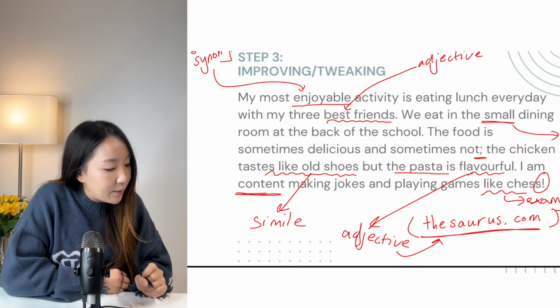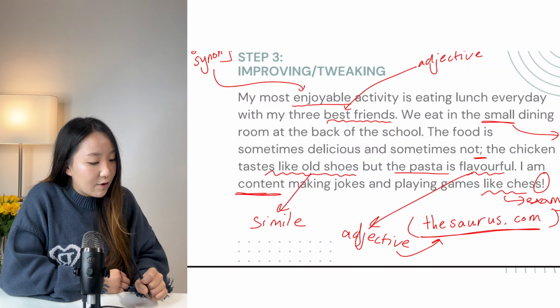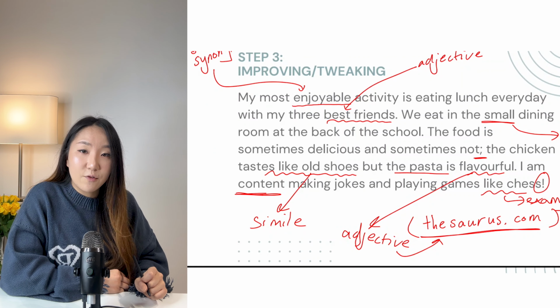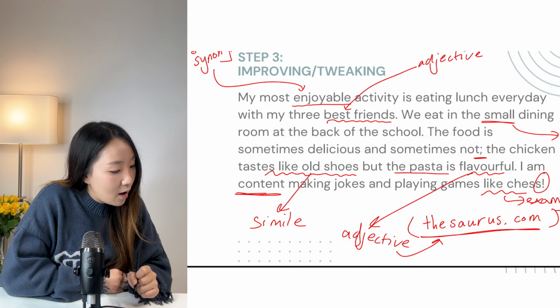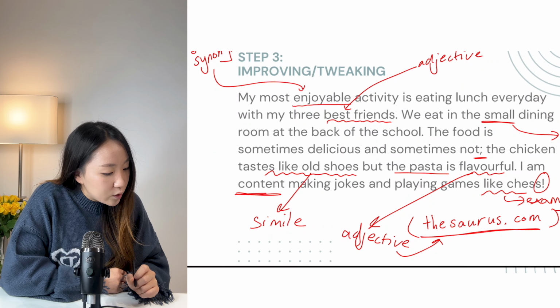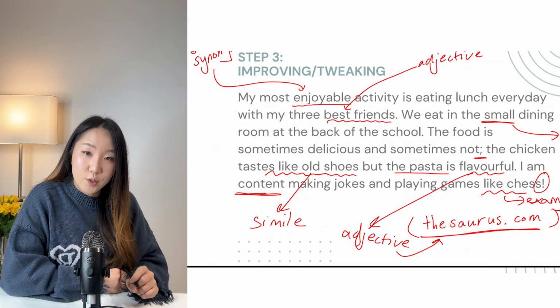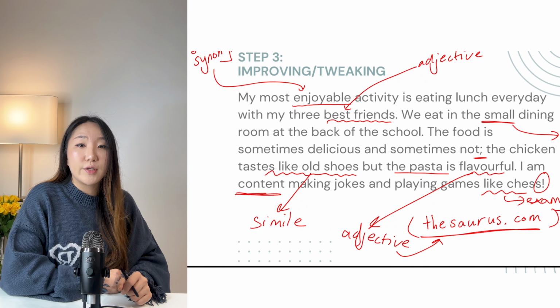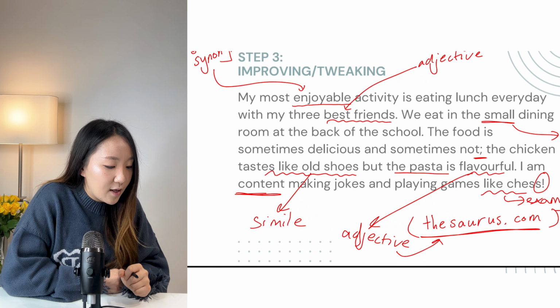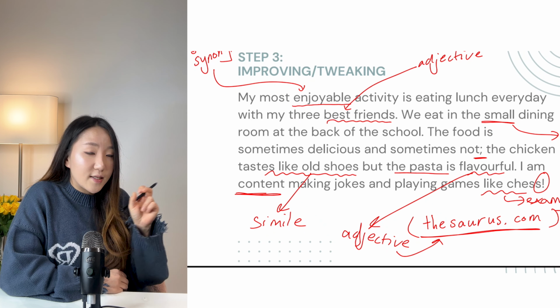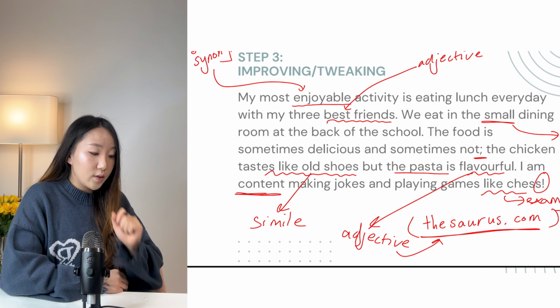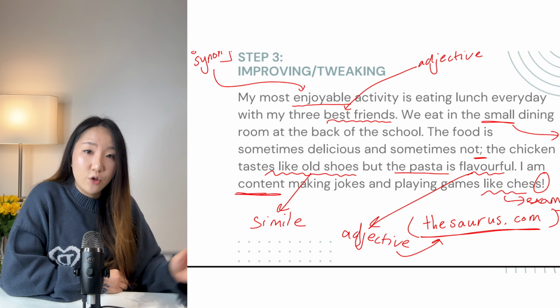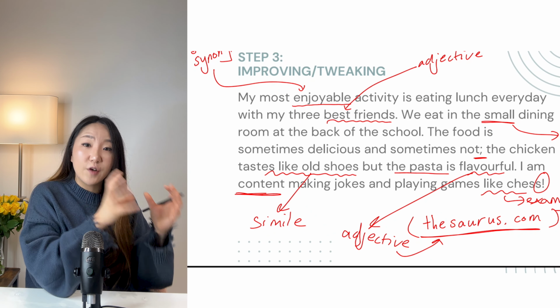My most enjoyable activity is eating lunch every day with my 3 best friends. Try and copy after me. We eat in the small dining room at the back of the school. The food is sometimes delicious and sometimes not. You can see what I did there. I said the food is sometimes delicious, pause, and sometimes not. You add all of this together to make it faster.